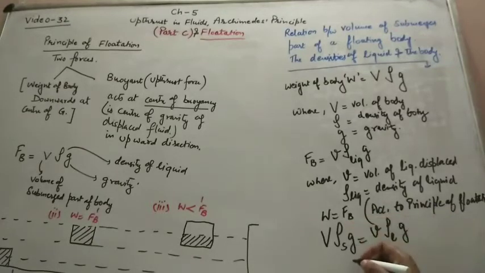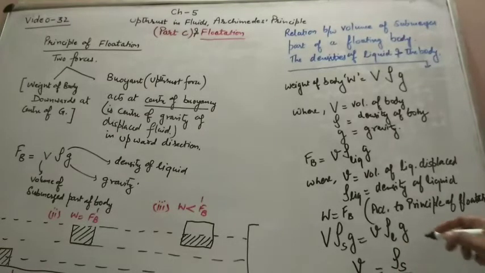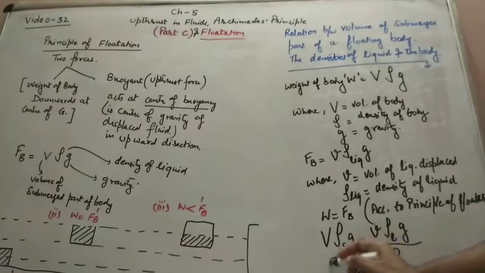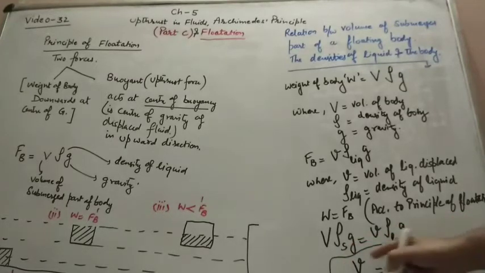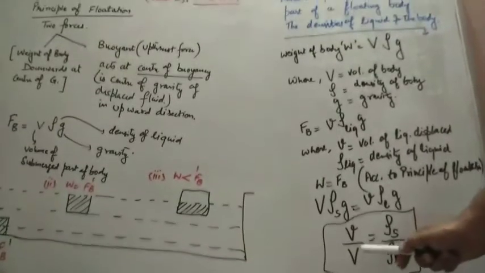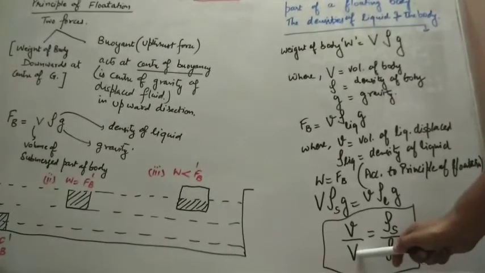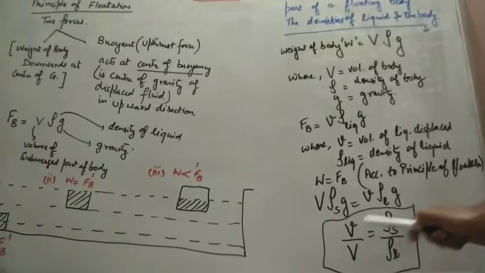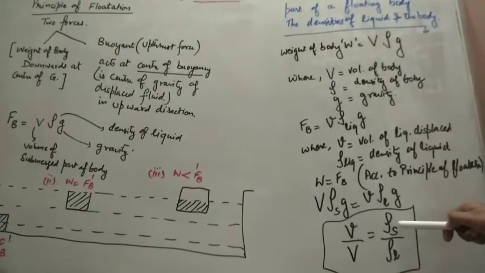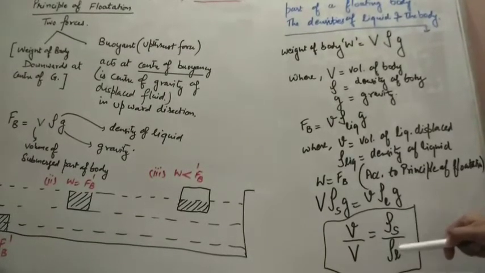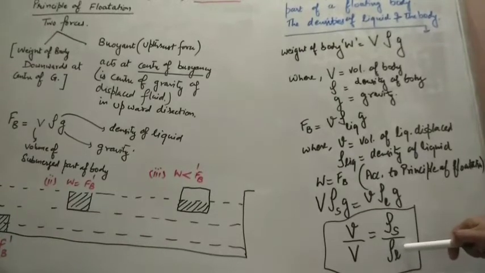If you rearrange, you will get small v divided by capital V is equal to density of solid over density of liquid. Okay, so this was the required expression, where small v is the volume of the immersed part of the body, capital V is the total volume of the body, rho s is the density of the body, that is the solid, and rho L is the density of the liquid.